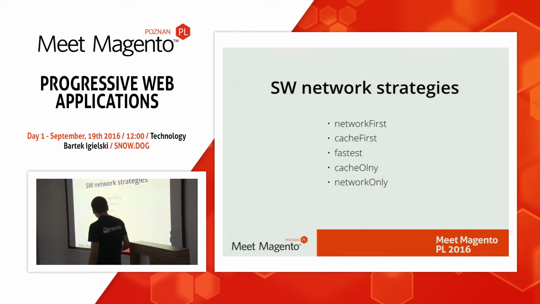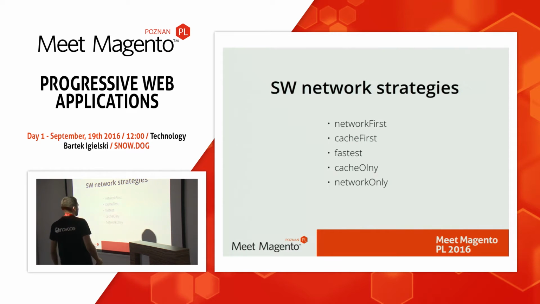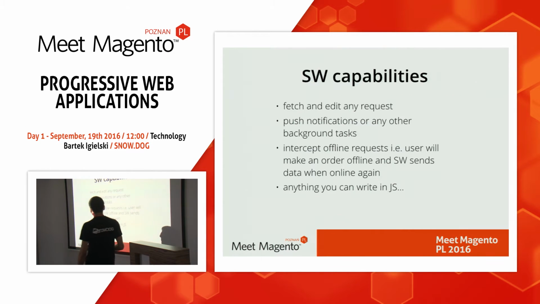The fourth will be cache only, which is pretty straightforward, and network only, like the standard way of communication. So what are the other capabilities of the service workers? Of course, we can fetch and edit any kind of request. We can edit the data inside of the request, of course.